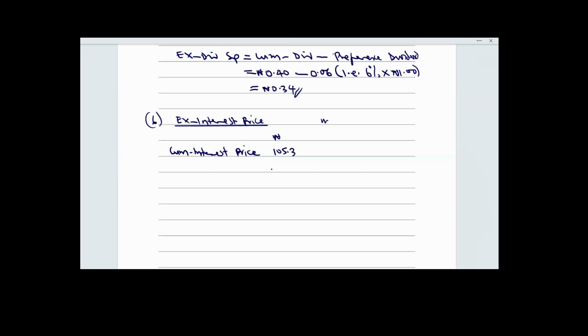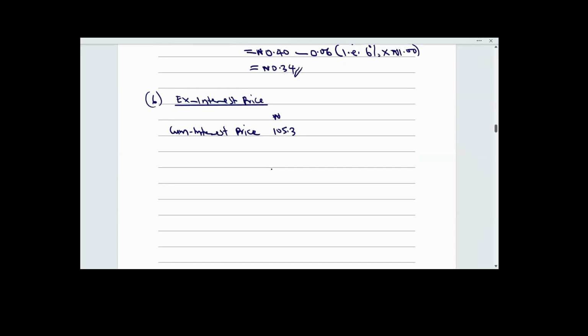105.3. Then you less the interest. Interest is 10%. And I told you always ignore the percentage because debt is always quoted at 100 naira per unit. When you do 10% of 100 naira, it will still give you the same 10. So just remove the percentage all the time. So here will be 10. So X int price is 95.3.